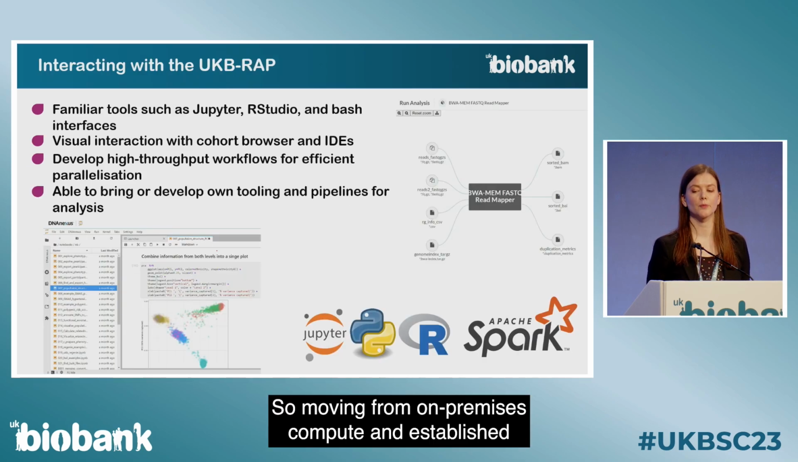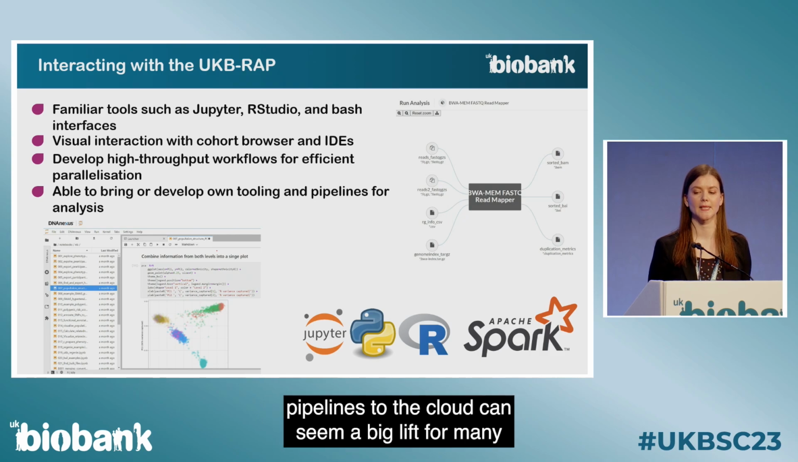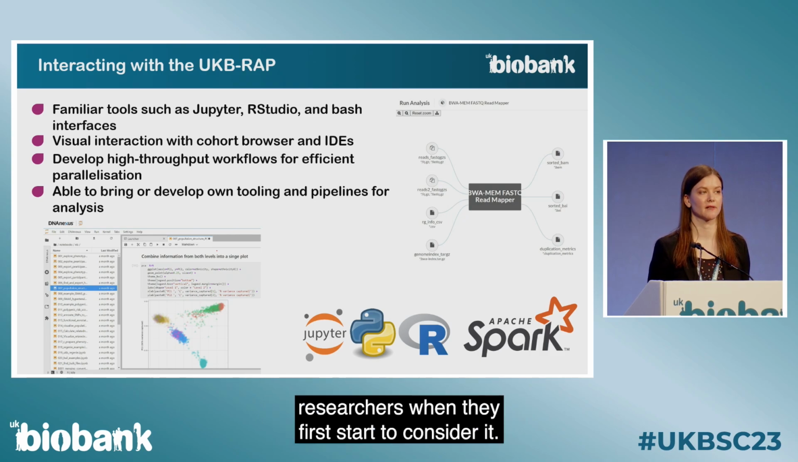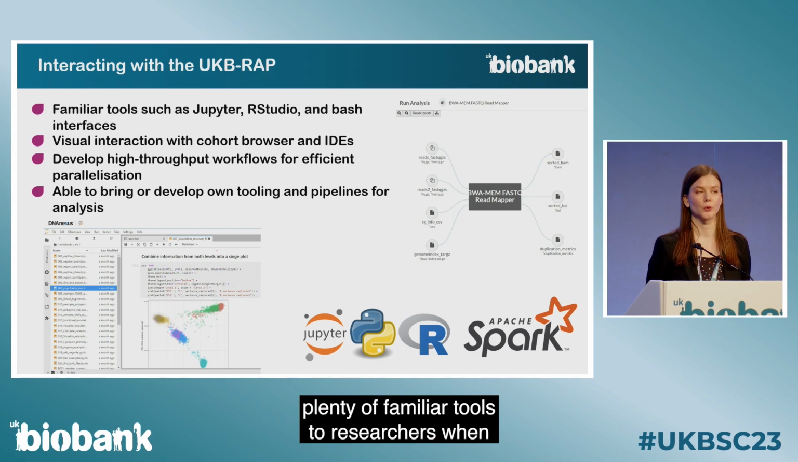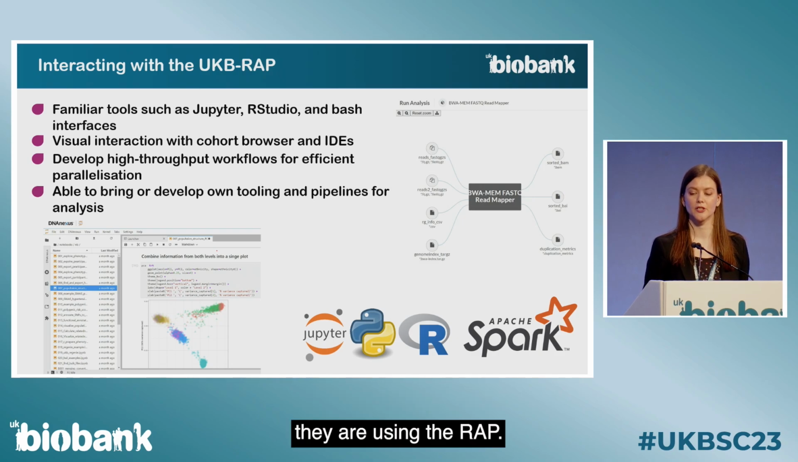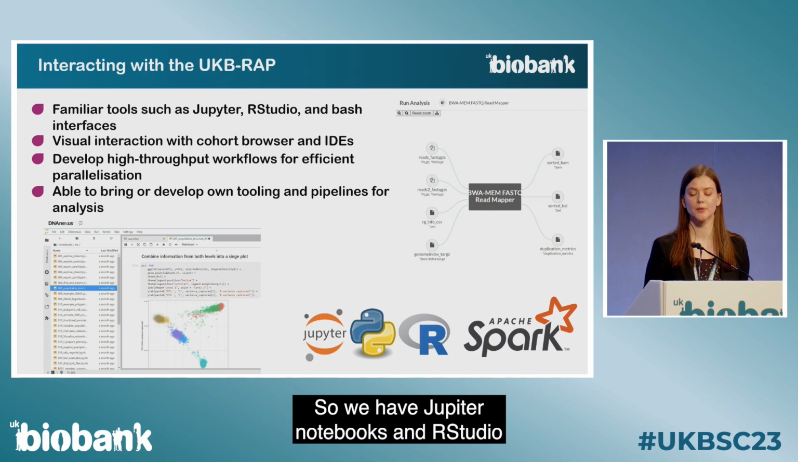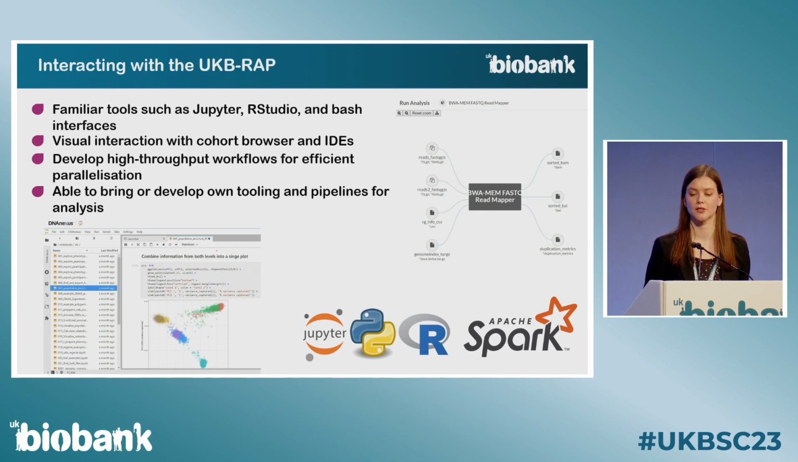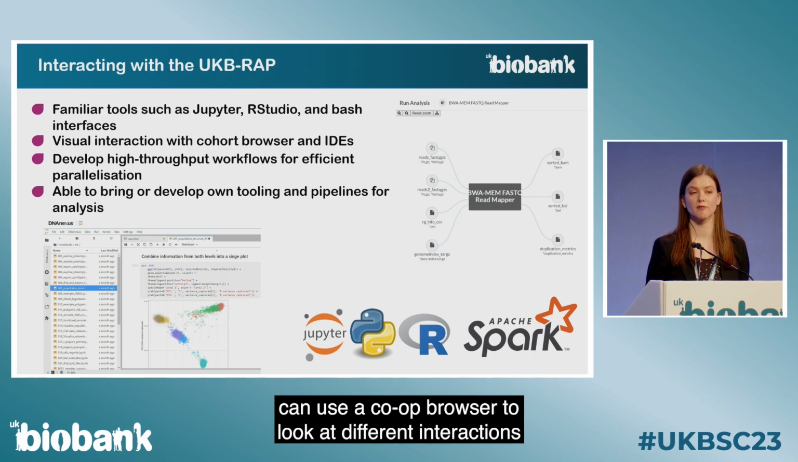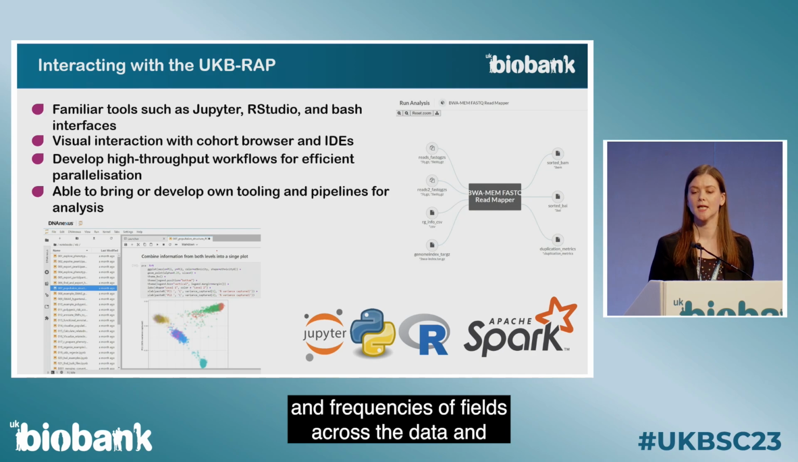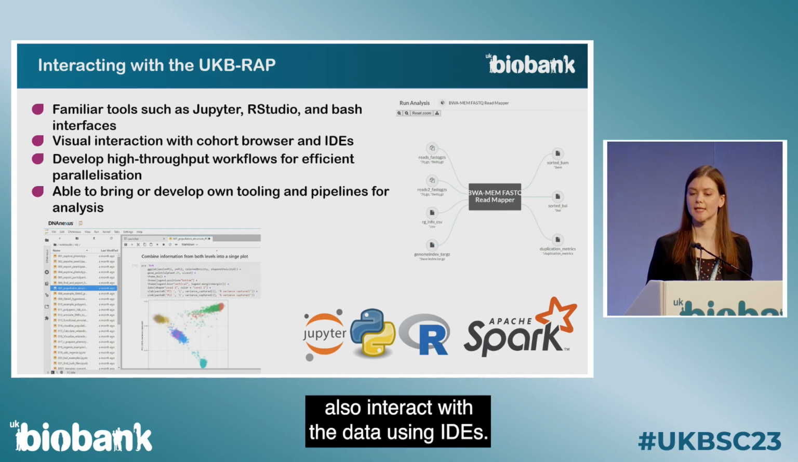So moving from on-premises compute and established pipelines to the cloud can seem a big lift for many researchers when they first start to consider it. So to support this transition, we have ensured that there's plenty of familiar tools to researchers when they are using the RAP. So we have Jupyter Notebooks and RStudio available to users. They can also visually interact with the data. So we can use a cohort browser to look at different interactions and frequencies of fields across the data, and also interact with the data using IDEs.